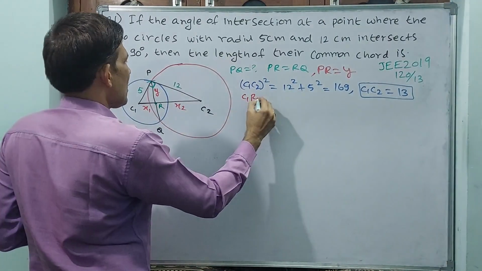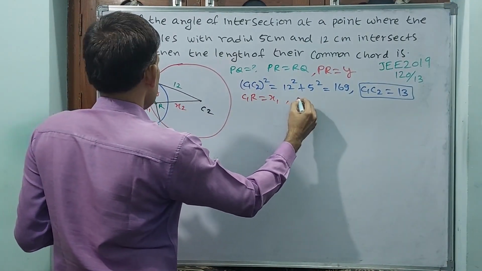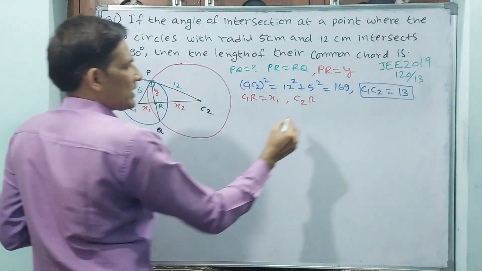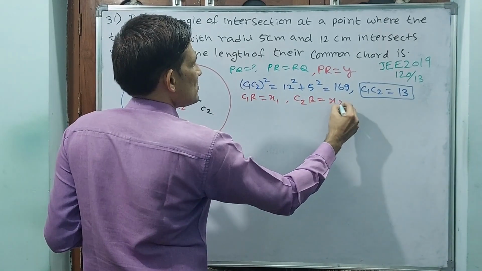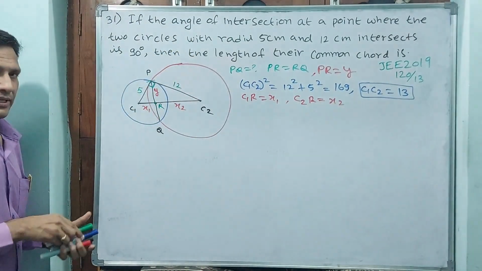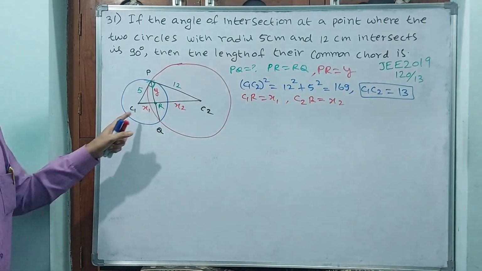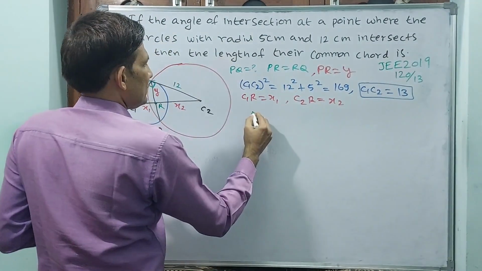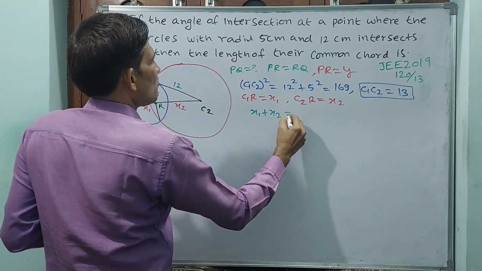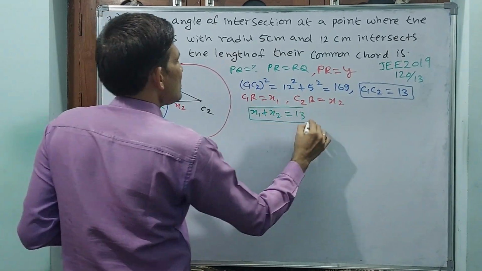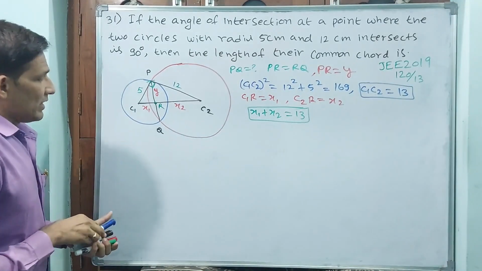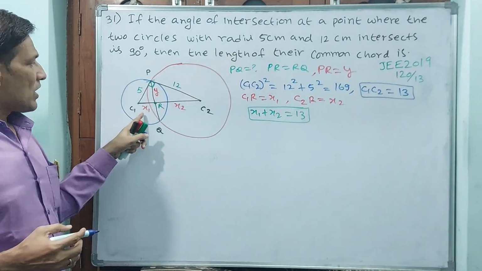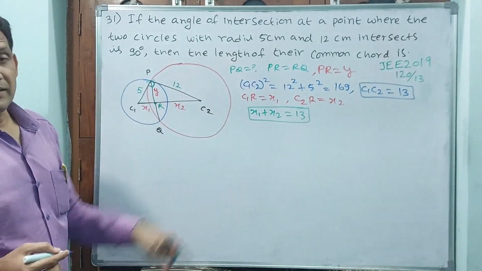See, C1R is equal to x1, comma, C2R is equal to x2. Like that I am taking. Now see, we are able to find that x1 plus x2 is equal to 13. This we know very well. Now see what I want to say. We want to find y. How are we going to find x separately?